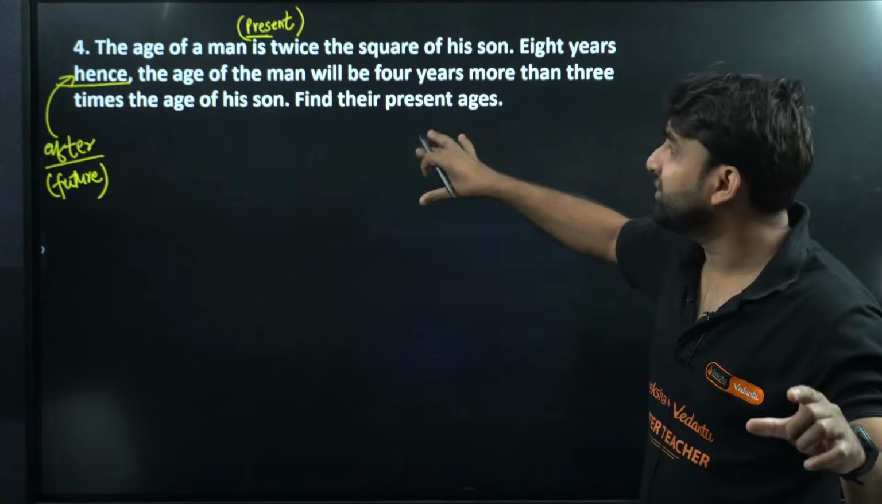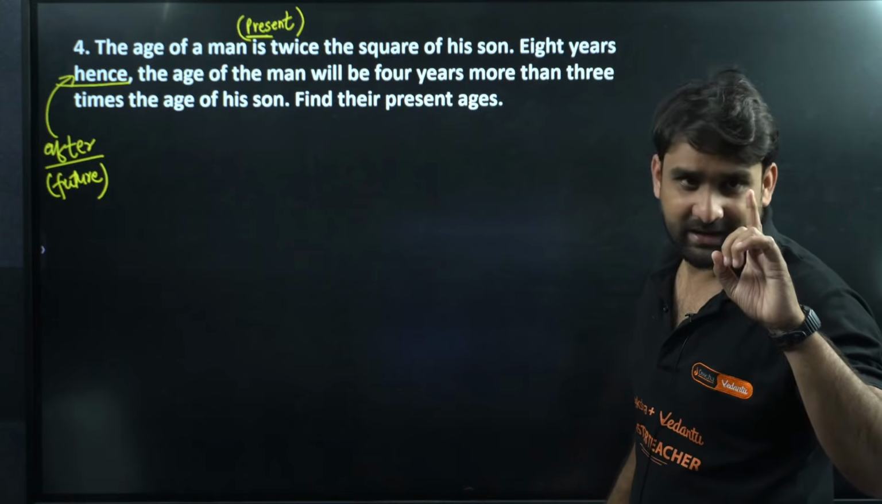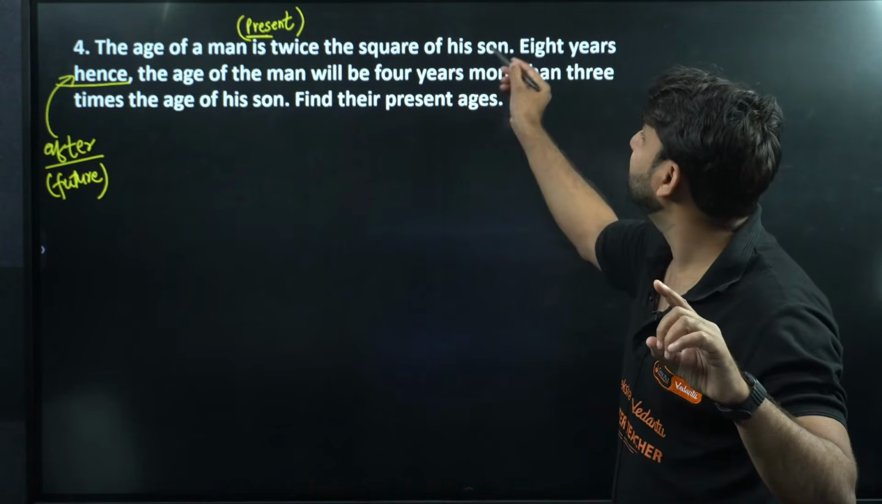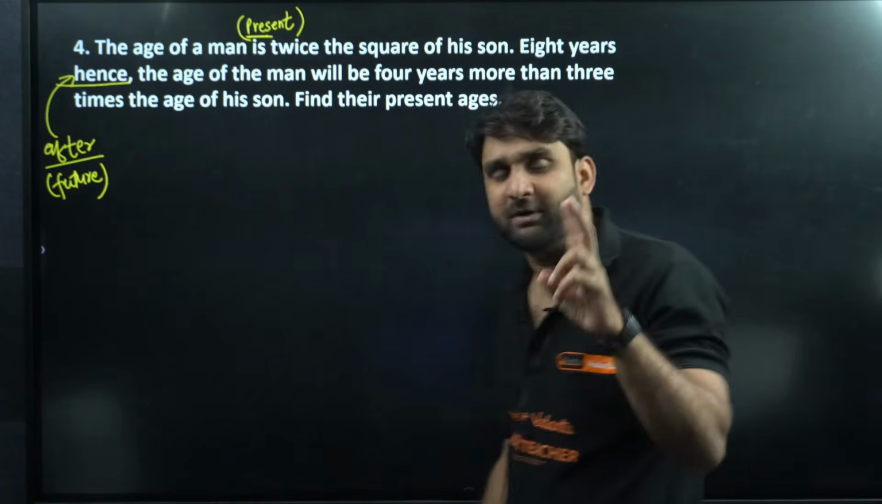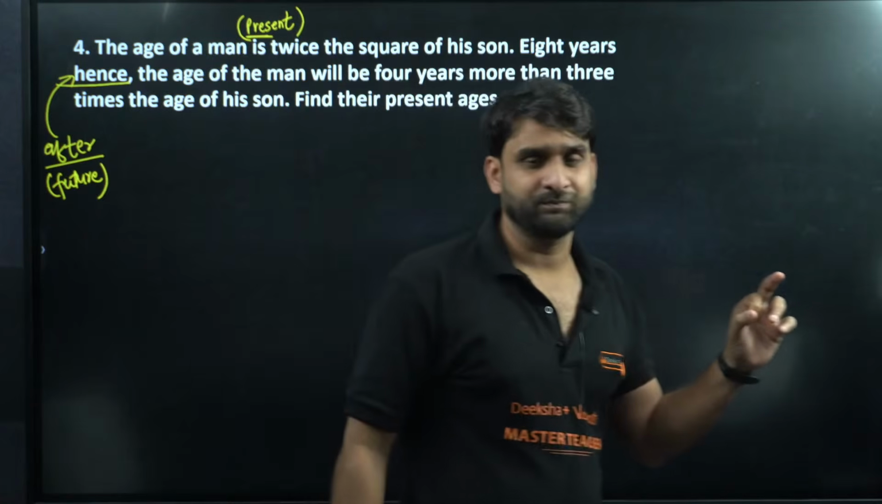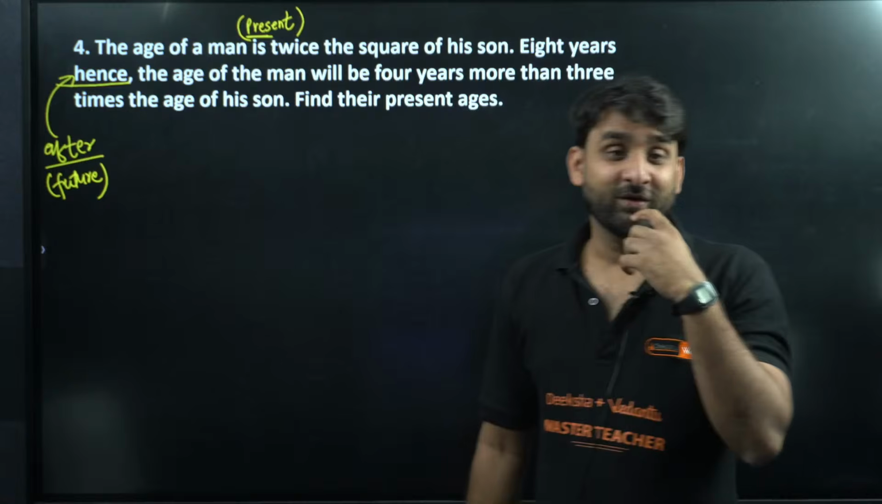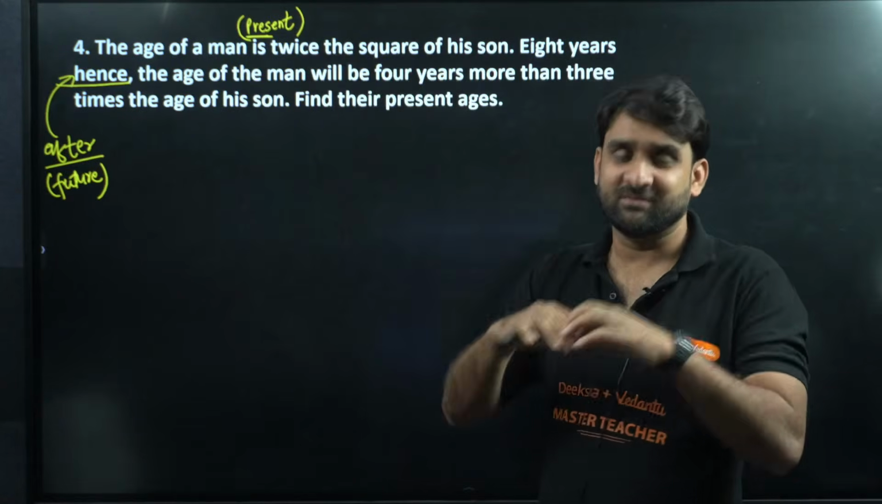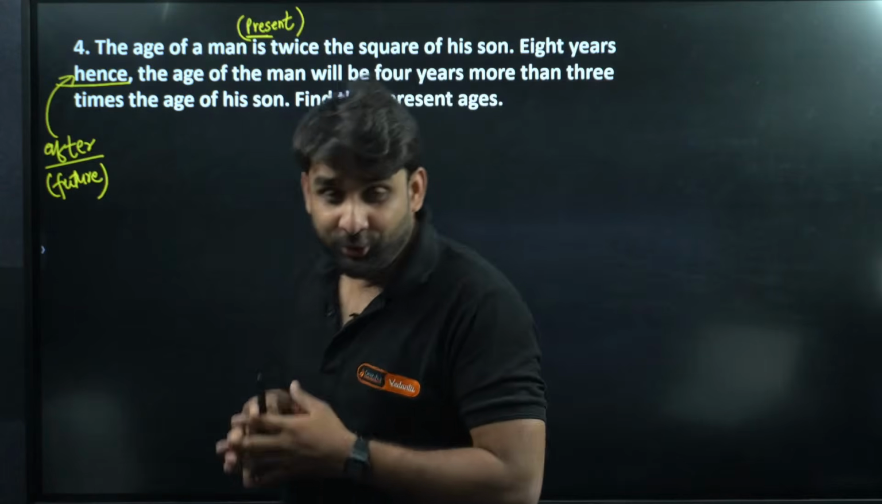So in this question, the age of a man. There is an adult man, and his son. Son means there is one more person. So in this question, there are 2 persons: one is the father, and the other is his son. Two persons are there, and some conditions are given. My dear champion, do you know their present ages?